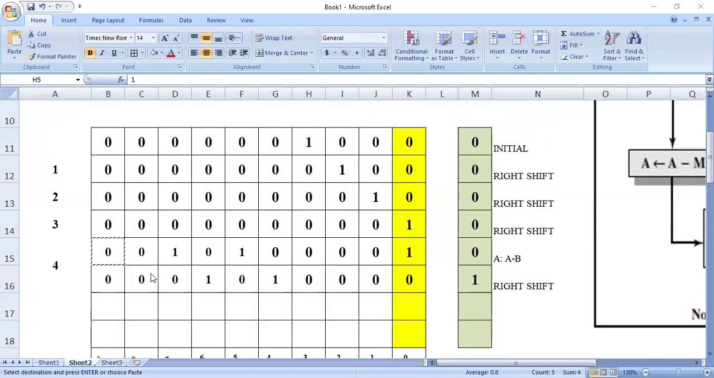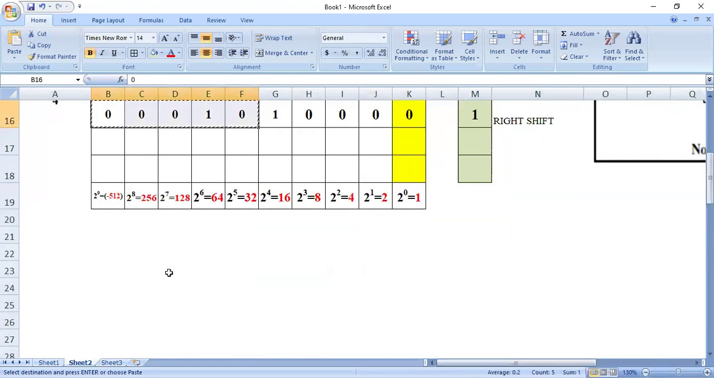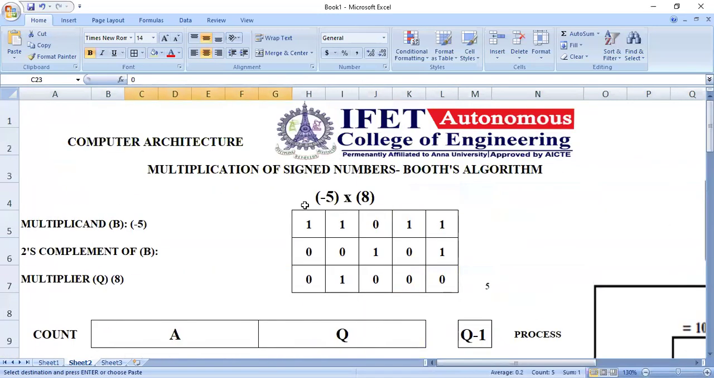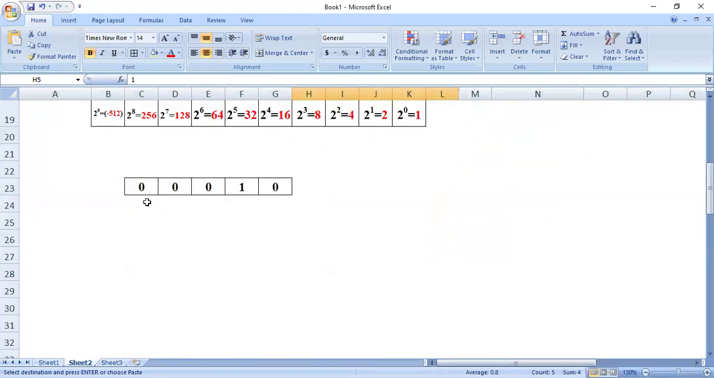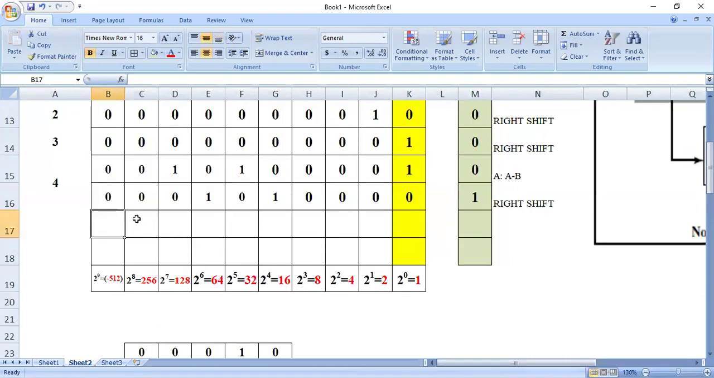Now we have to perform A plus B. Let me take A as 00010, and the B value is 11011. Add these two numbers. Adding, this will be 1, this will be 2, so 0 with carry 1. This is 1 and this is 1. So we will be getting 11101 as the answer on performing A plus B.